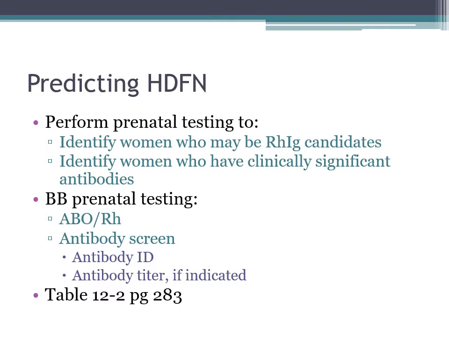So we're trying to predict HDFN. We have some testing to do that, so we're going to perform prenatal testing to identify women who may be Rh immune globulin candidates. We also want to identify women who have clinically significant antibodies. So for blood bank prenatal testing, we're going to do our ABO and Rh, our antibody screen, the antibody ID, and the antibody titer if indicated.